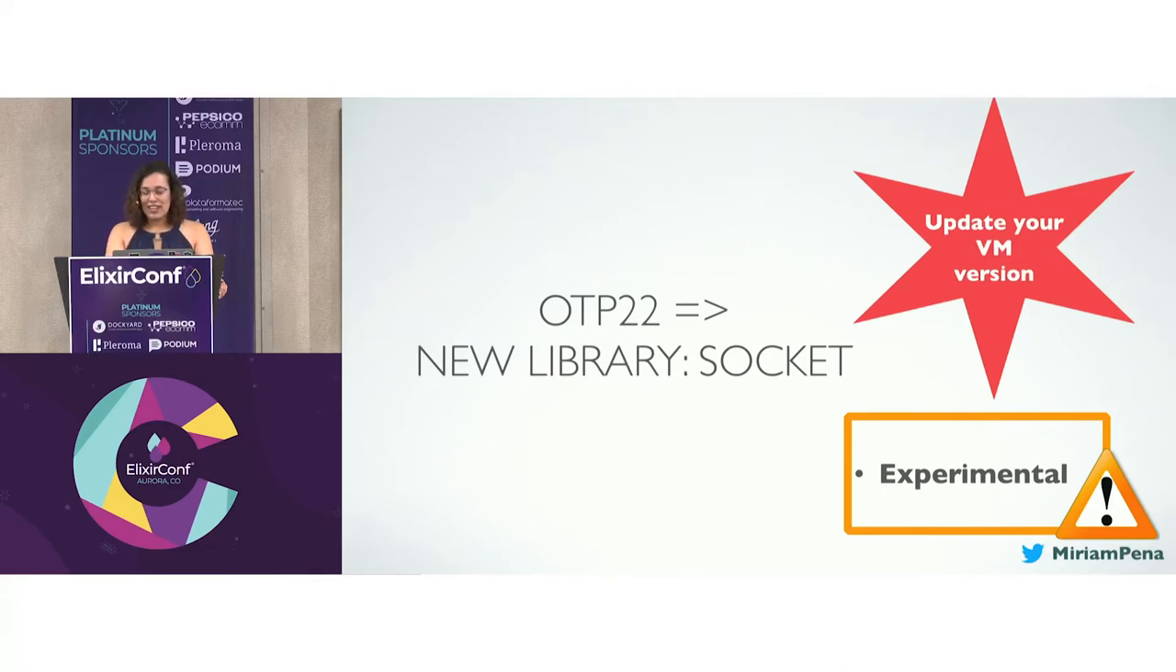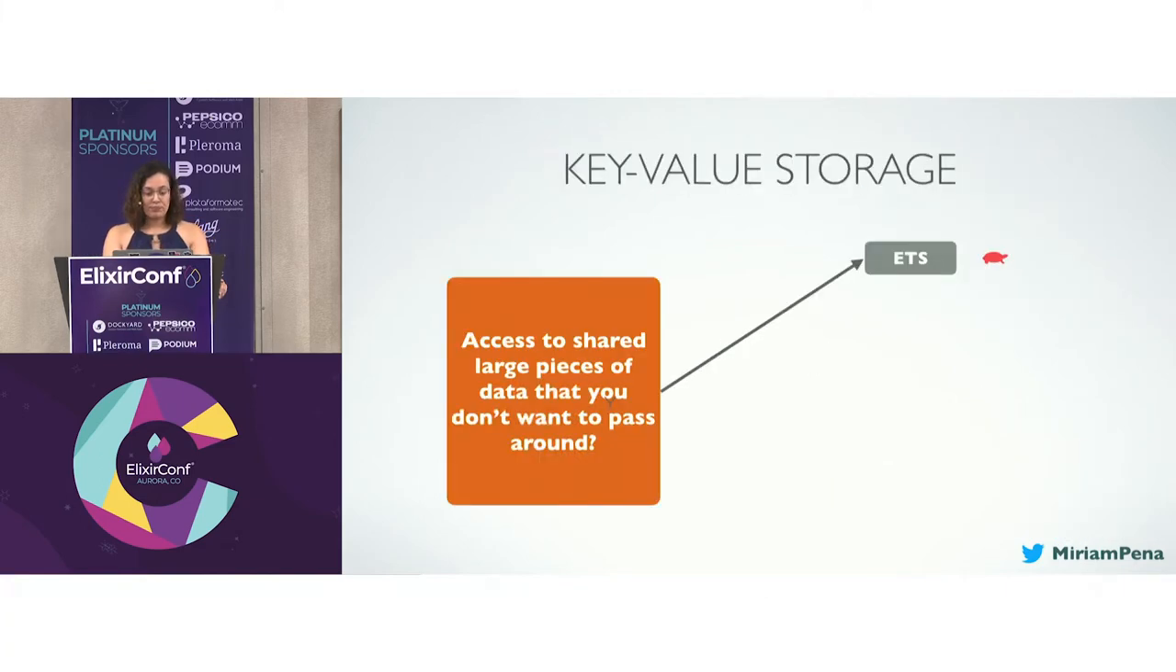And now let's have some fun. Let's say you have big, shared, large pieces of data that you don't want to pass around in your functions because it's kind of annoying to have this extra argument in every function. People will tell you to use ETS to store the data. ETS is a key-value storage that you have available. It's wonderful. It works really well. But forget about it.